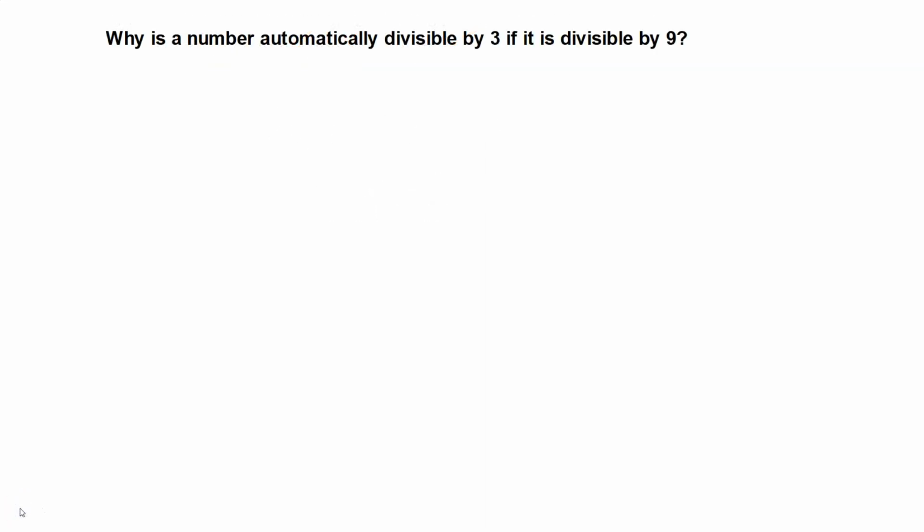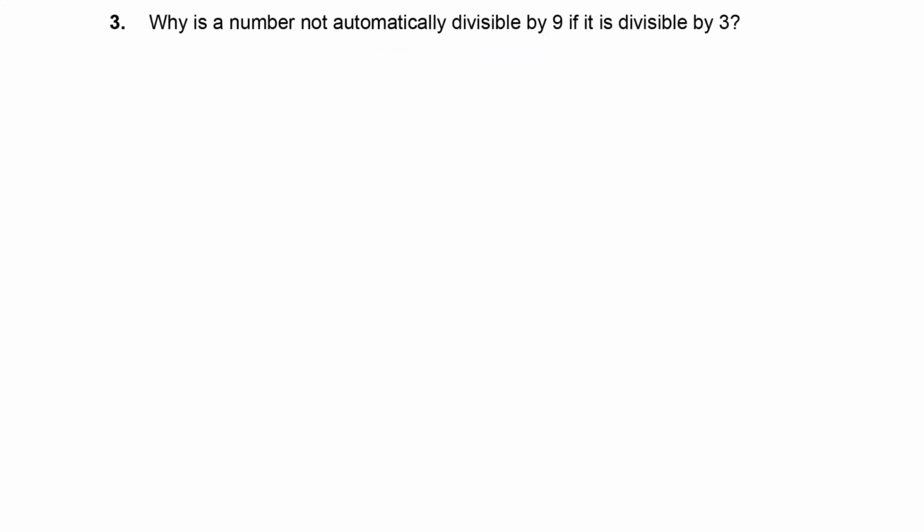Why is a number automatically divisible by 3 if it's divisible by 9? The reason is that 9 is made up of 3 times 3. So if something is a multiple of 9, it is also a multiple of 3 times 3, which means you can always break down to the smaller value of 3.